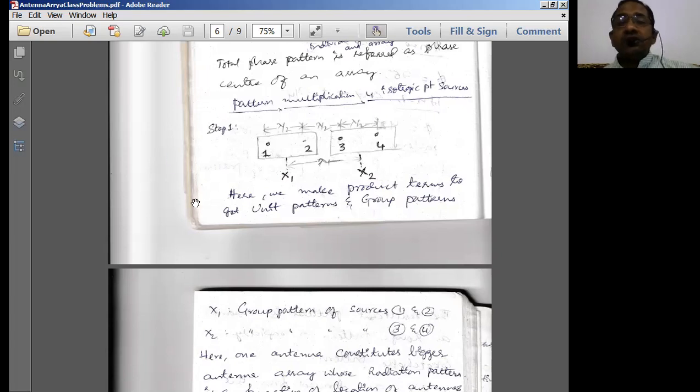Now for this, you should know the previous pattern multiplication pattern. You should better remember the radiation patterns of two isotropic antennas for various distances of separation with respect to lambda. If you already know the radiation patterns, you can do it very fast.